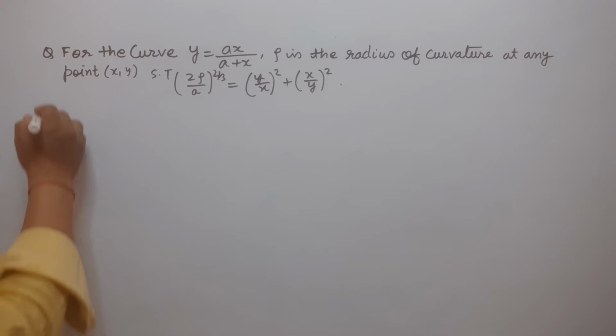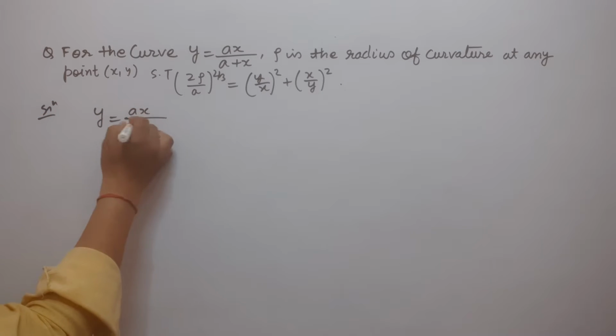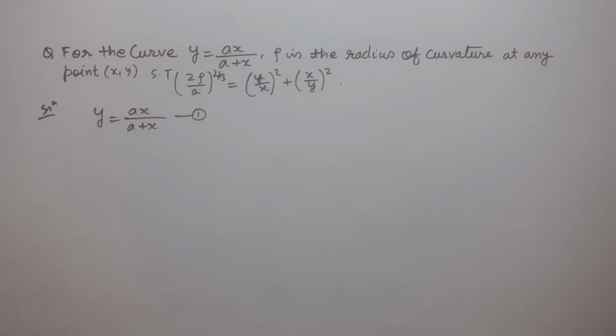So we write here y is equal to ax upon a plus x. This is the equation of the given curve. Now first we find here the radius of curvature. So differentiate this with respect to x.